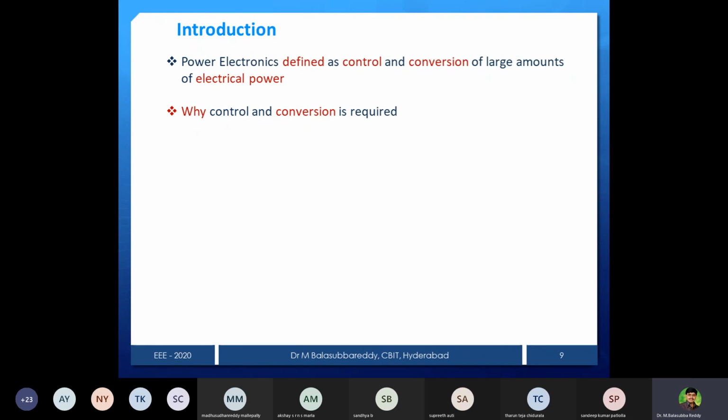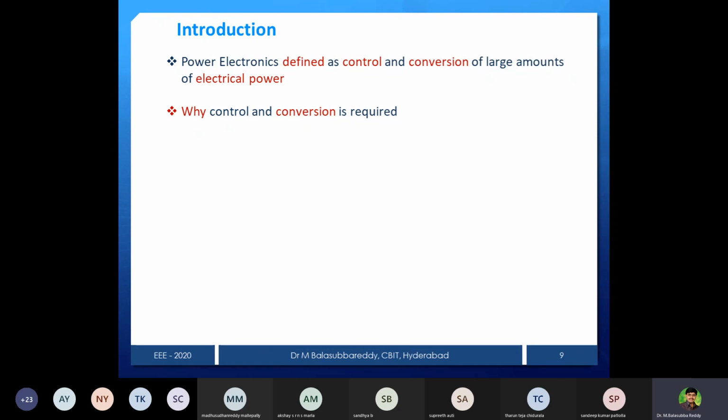This is the thing that power electronics does, but why is it needed? When you take any application, let it be a fan application, you can identify whether control is required or not, or whether conversion is required or not. In our house there is a fan, and here both things are required. Control is required, and conversion is also required.